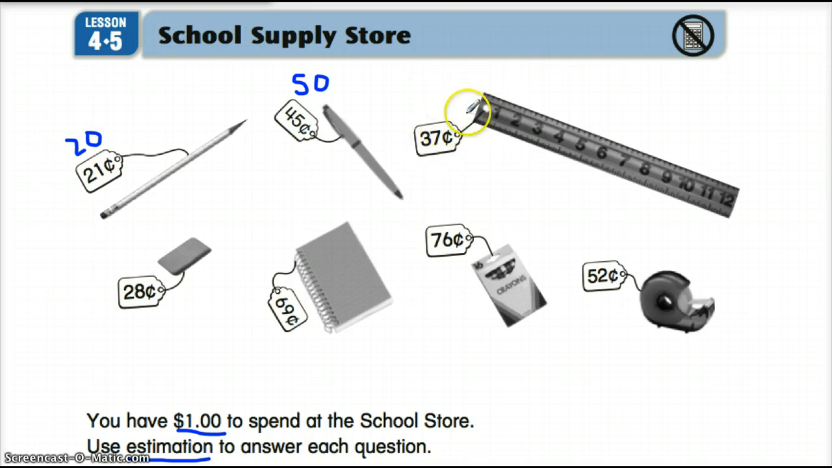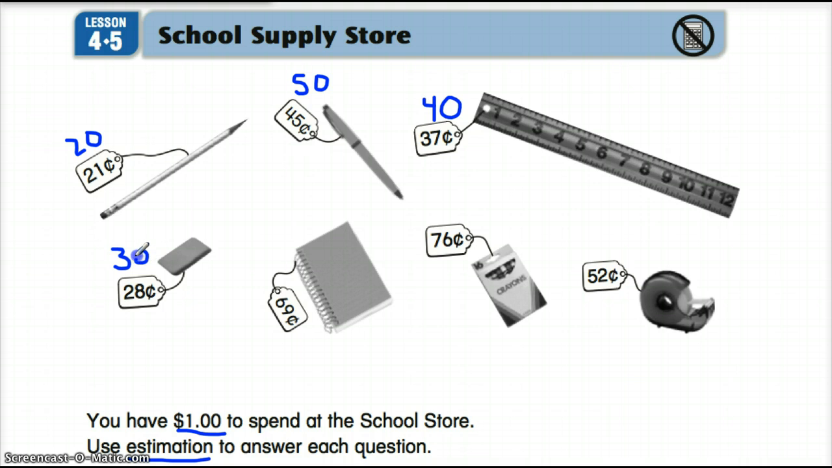So 37 cents for the ruler, that's somewhere in between 30 cents and 40 cents. Do you know what it's closer to? Yeah, that would be closer to 40. Closer to 40 cents because it does end with a 7. Let's go over here. This is one of those pink erasers. 28 cents for the eraser. That's somewhere in between 20 cents and 30 cents, but closer to 30 cents.